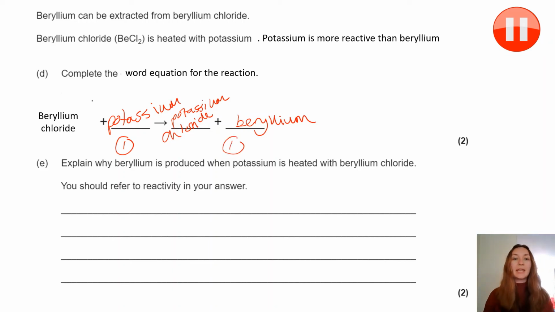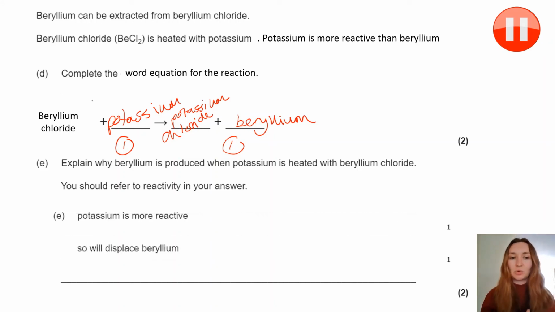Okay, part E, explain why beryllium is produced when potassium is heated with beryllium chloride. You should refer to reactivity in your answer. So this is worth 2 marks. Here's what you need to write. Potassium is more reactive, so it will displace beryllium. So have a look at that, compare your answer.